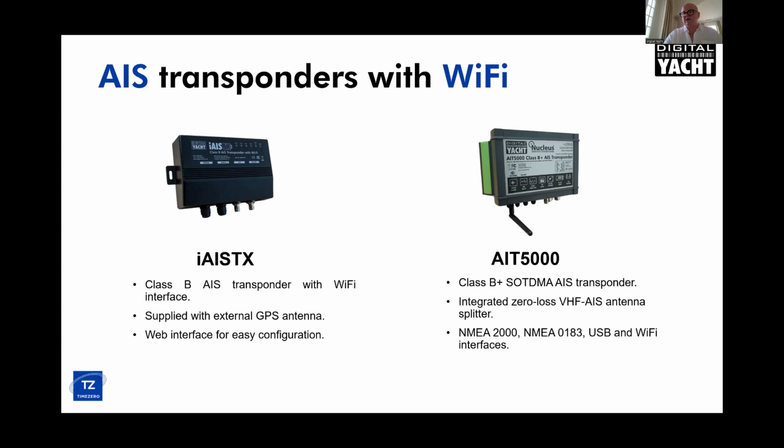It's also got a splitter built into it, so you can share the main VHF antenna with the VHF and the AIS, which saves a bit on installation, and it's got all the different interfaces: NMEA 2000, NMEA 0183, USB, Wi-Fi. It also multiplexes data, so you can put data into it and it combines it all and sends it out. So if you haven't got an AIS, they're a great choice for getting AIS on board your boat.